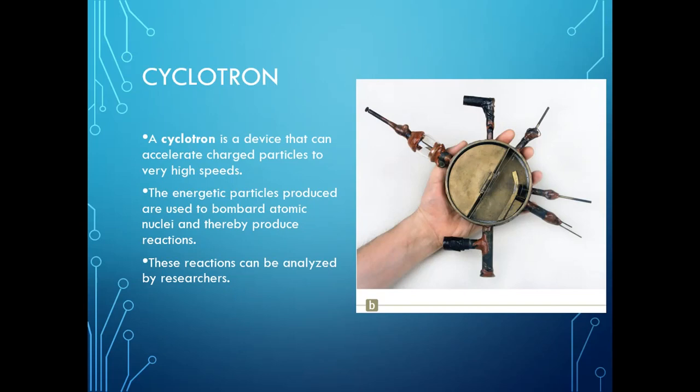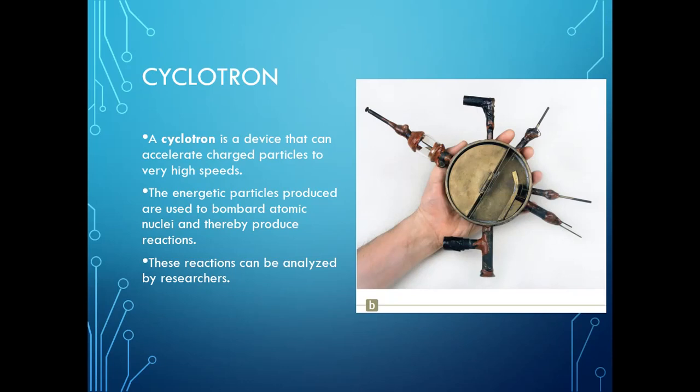Now see here, cyclotrons. This is the schematic figure of the cyclotron. A cyclotron is a device that can accelerate charged particles to very high speed. Charged particles means it can accelerate electrons and protons, which are charged particles, to very high speed.